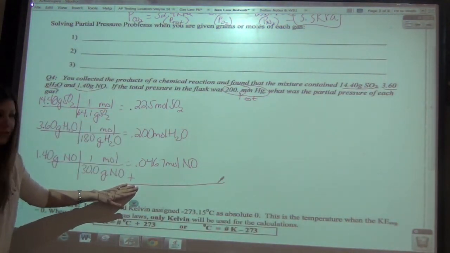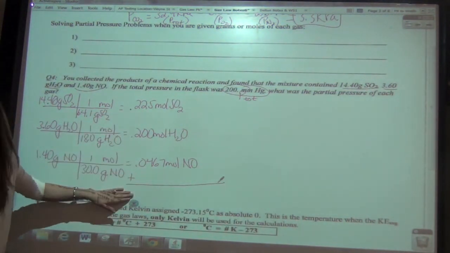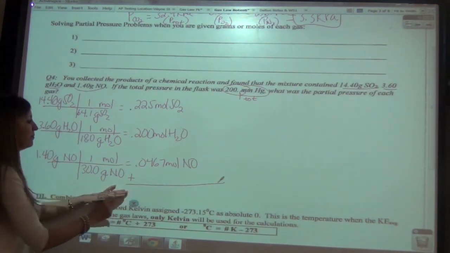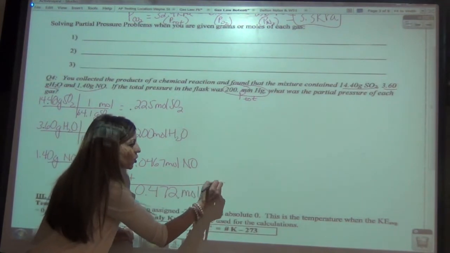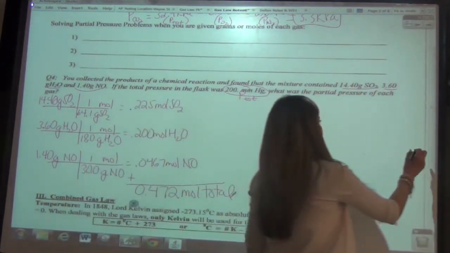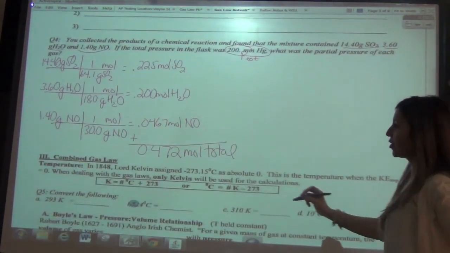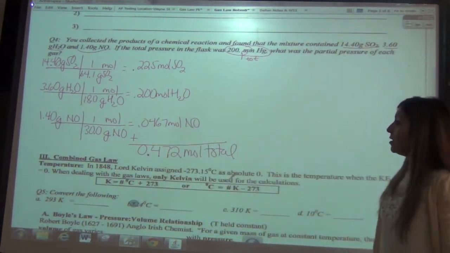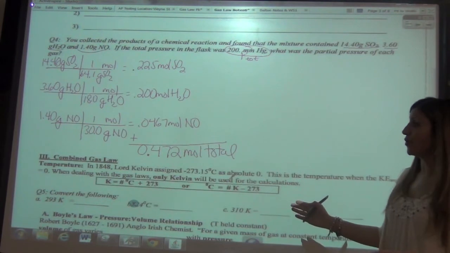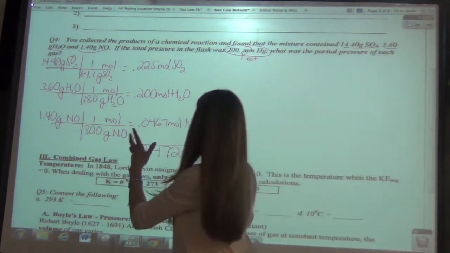So if we do 0.225 plus 0.2 plus 0.0467, we should get 0.472 moles total as our answer. Okay, so 0.472 moles total. All right, so now we have the total, so we need to divide by the total for each one.